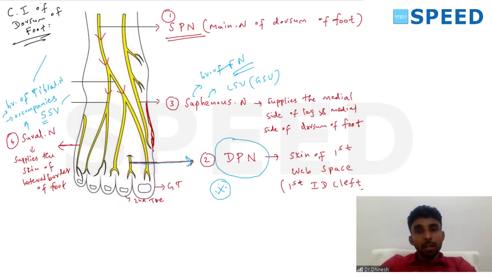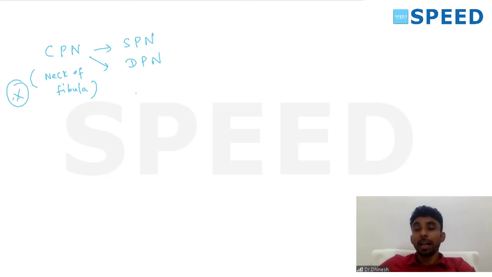And one more thing I want you to know: the common peroneal nerve. The common peroneal nerve is the one which terminates into the superficial peroneal nerve and the deep peroneal nerve. At the level of what bony landmark does it divide? Yes, the neck of fibula. So obviously if there is a fracture of the neck of fibula, it will result in injury to the common peroneal nerve. Both terminal branches will get damaged, resulting in one clinical condition called, yes, foot drop, isn't it?